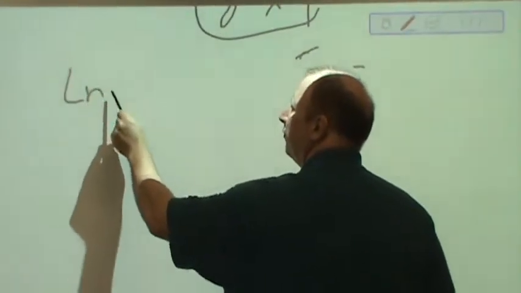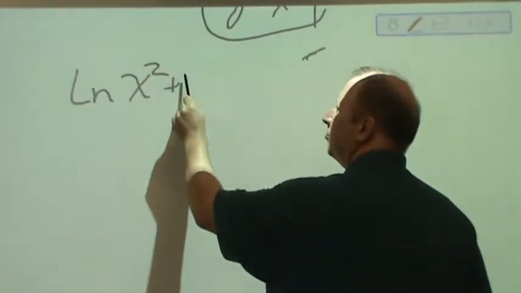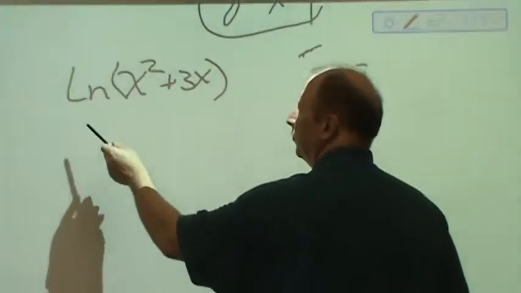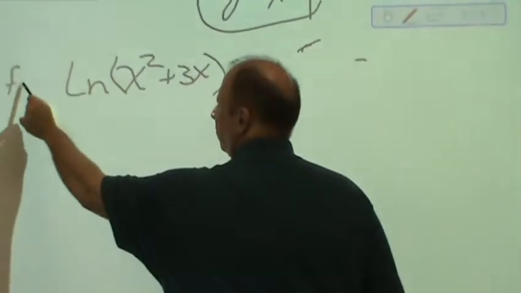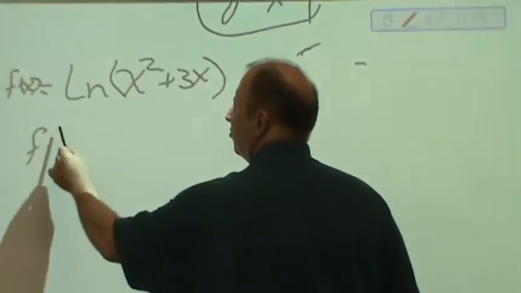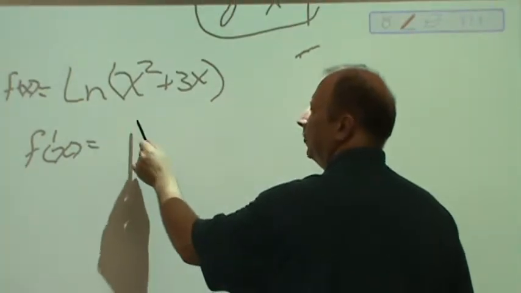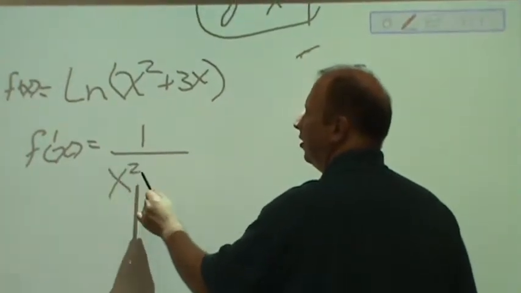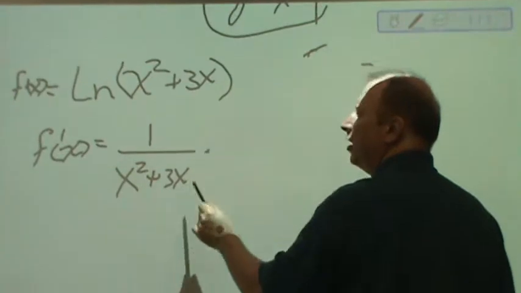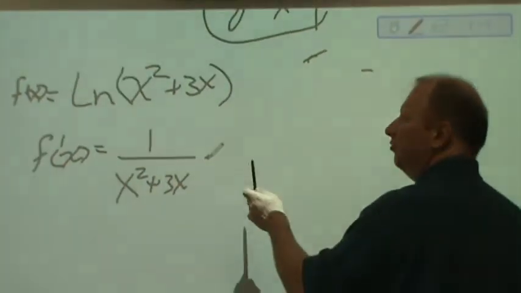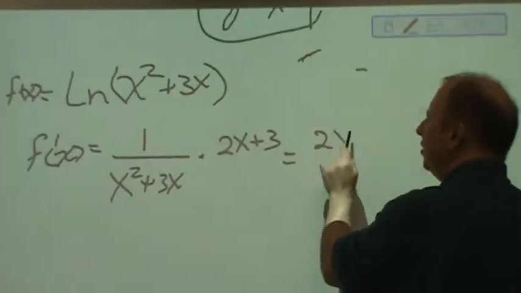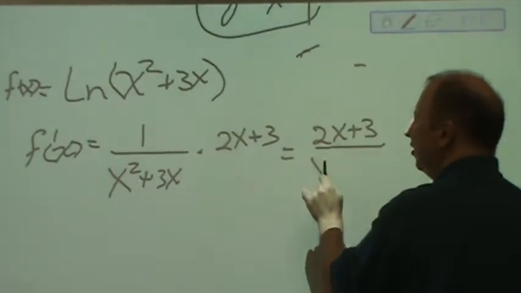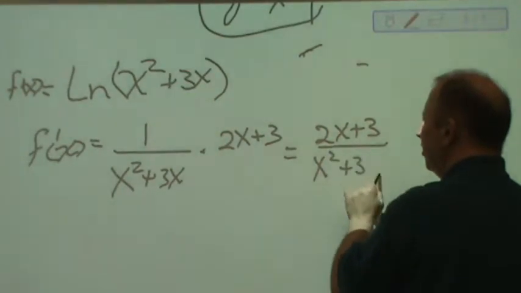Let's say I ask you to find the derivative of the natural log of x squared plus 3x. Well, I should be able to say f of x equals that. So the derivative of this will be 1 over x squared plus 3x times, working with the chain rule, 2x plus 3. So your final answer is 2x plus 3 over x squared plus 3x.